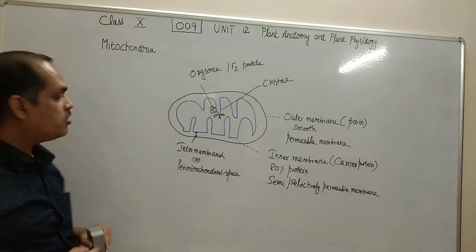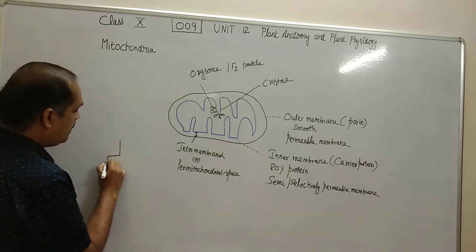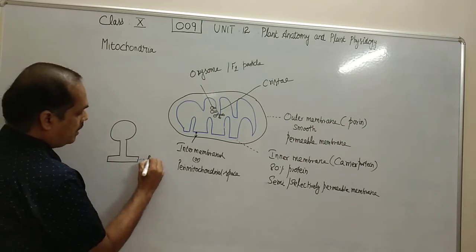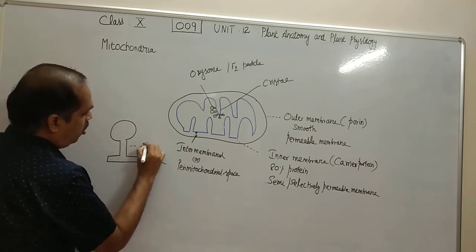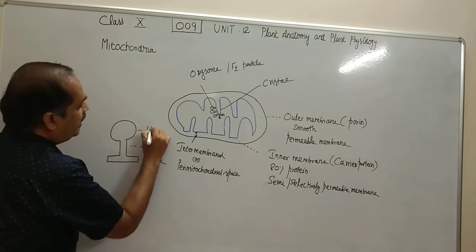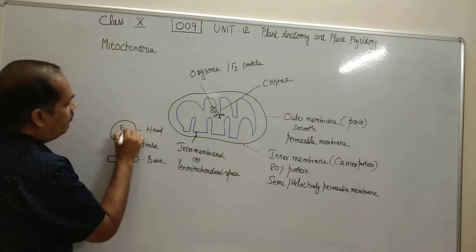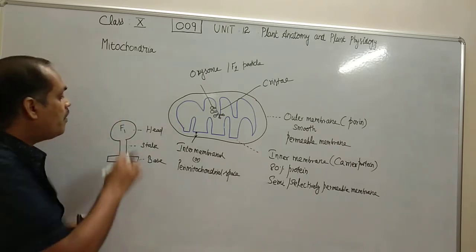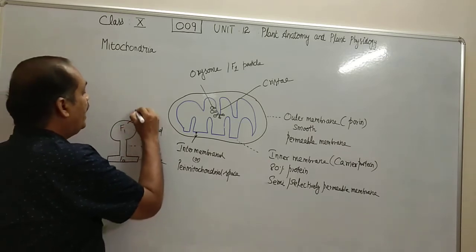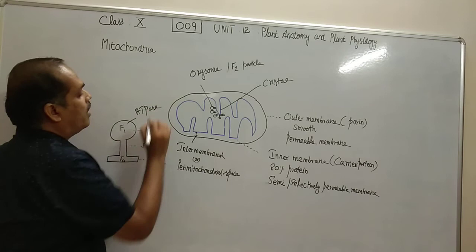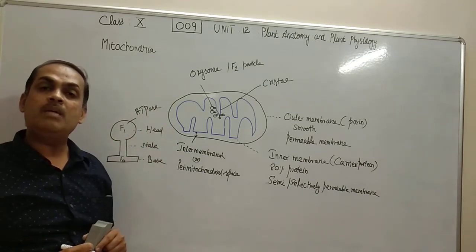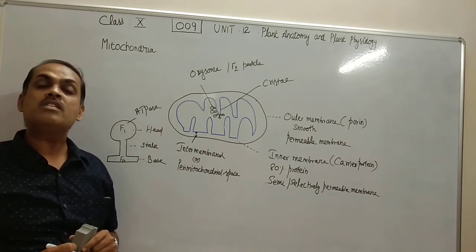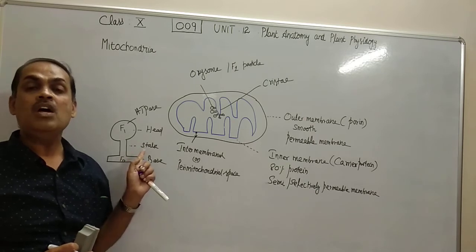When you take this oxysome out, it has a base, a stalk, and a head portion. Now this head is F1 and this is F0. So it is otherwise called the F0 F1 particle. This F1 has an enzyme ATPase, otherwise called ATP synthase or ATP synthetase, which plays a very important role in the synthesis of ATP. So synthesis of ATP is done with the help of these oxysomes.